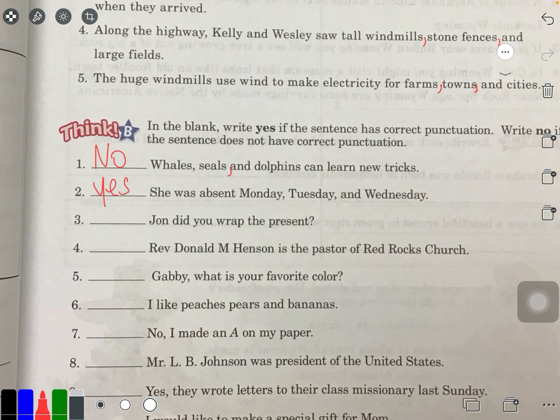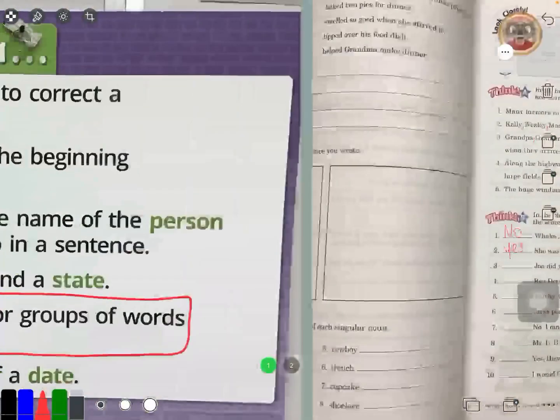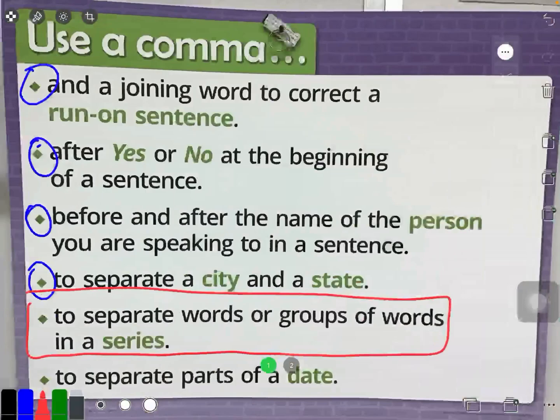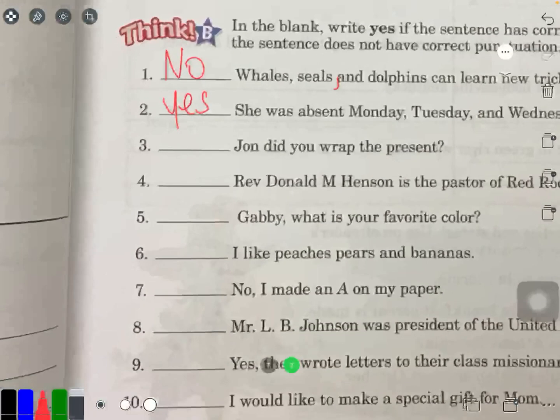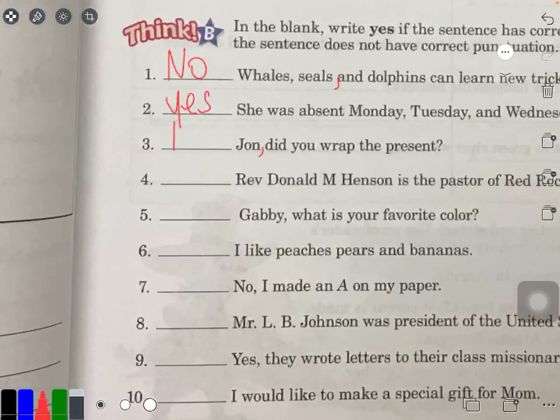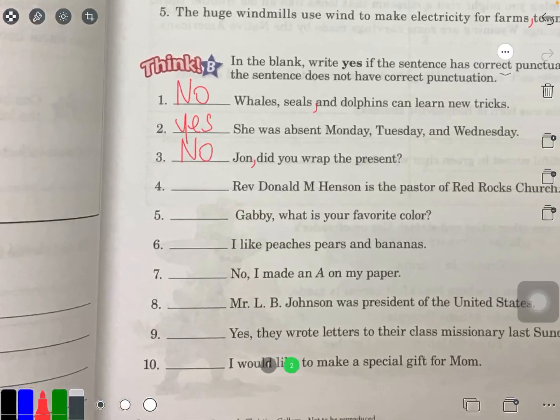John, did you wrap the present? I'm talking to John. I addressed him. And remember that rule, when we are talking to someone, we have to, here it is, rule number 3. When we are speaking to someone, we have to use commas. So yes, I need to put a comma after John. And this is a no. They are not using the proper punctuation here.